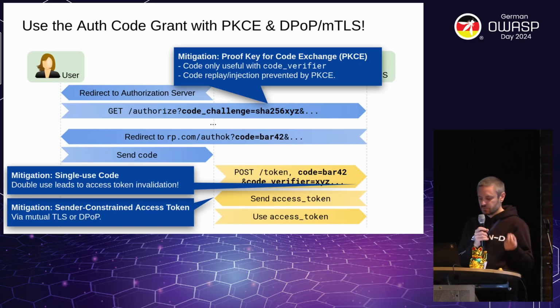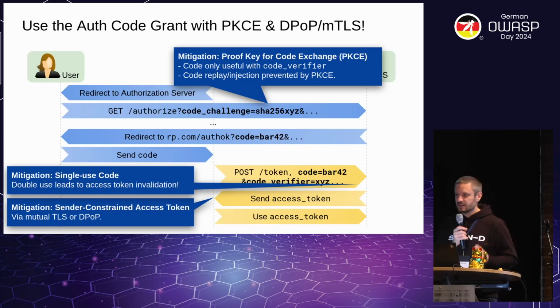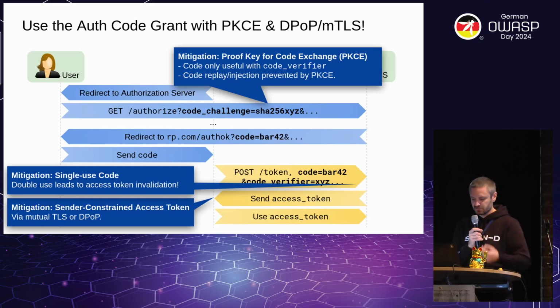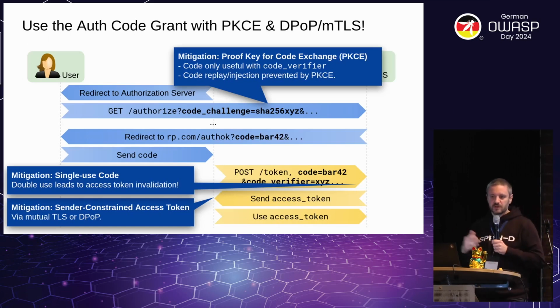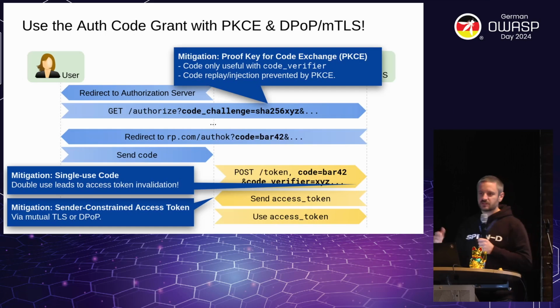The one is mutual TLS, which means that the client has to present a certificate along with using the access token. This doesn't have to be a PKI certificate, it can be self-signed. It's enough to present the same certificate twice, essentially. So when you're getting the access token and when you're using the access token, you have to present the same certificate again. This means that without knowledge of the private key belonging to that certificate, nobody can misuse your access token.